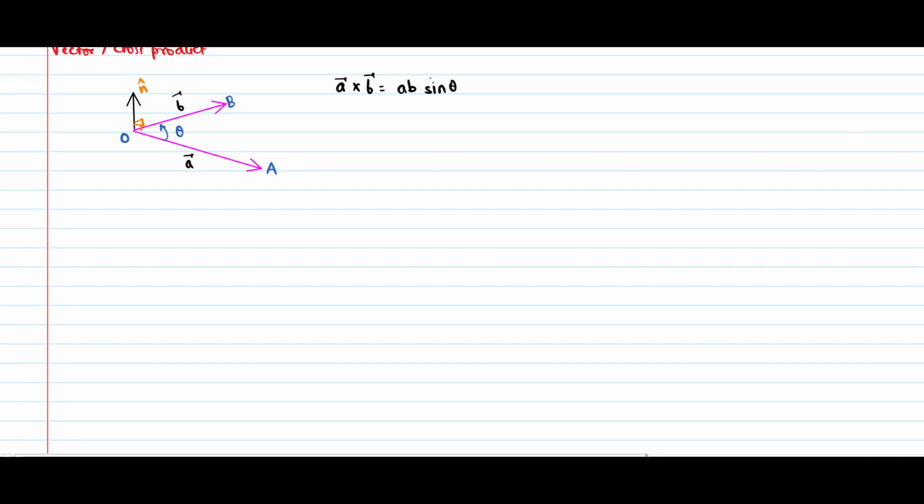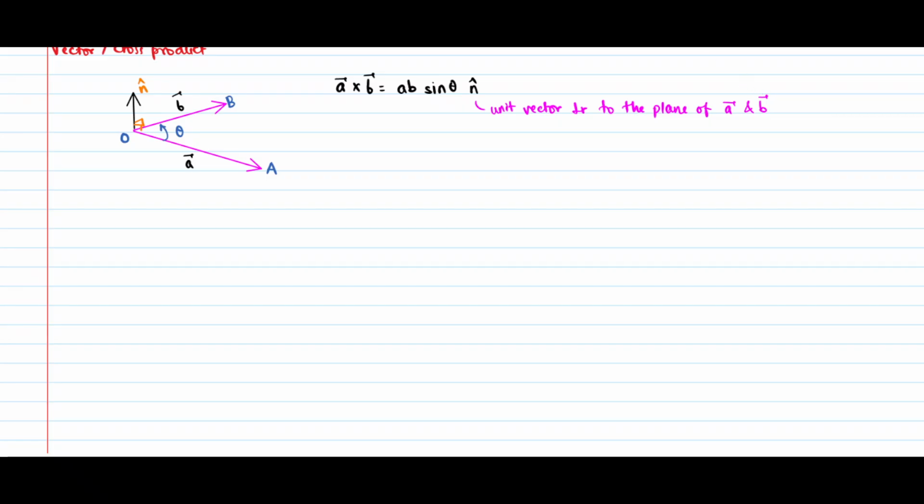So everything is normal. It was cos, now it is sine, but there will be this n cap, and this n cap is a unit vector. So we talked about unit vectors, right? Unit vectors perpendicular to the plane of A vector and B vector. So this is what we need to know.